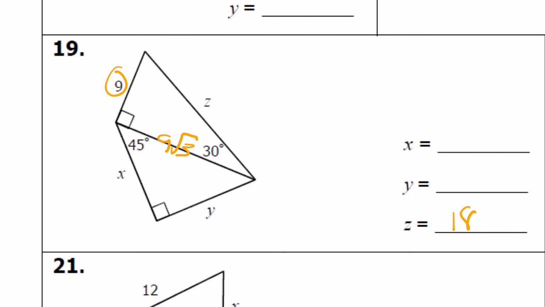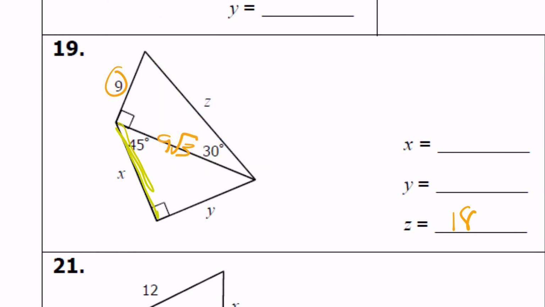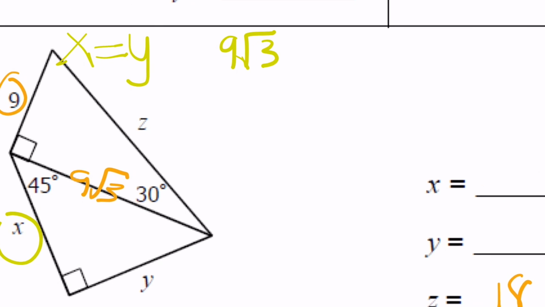Now remember, this is a 45, 45, 90 triangle that I'm looking at here now. This one right here. And so that means x is equal to y. So I can kill two birds with one stone by just finding one of them. So I'm going to focus on x. If my hypotenuse is 9 times the square root of 3, that means it is equal to my legs, x, times the square root of 2.